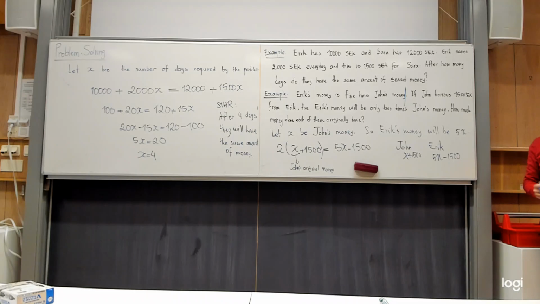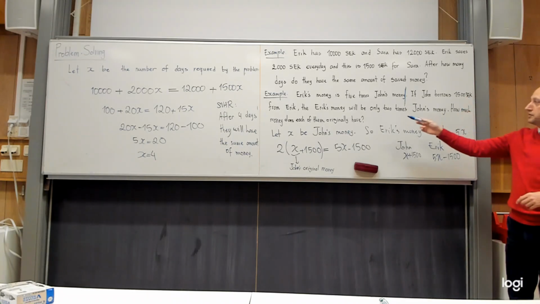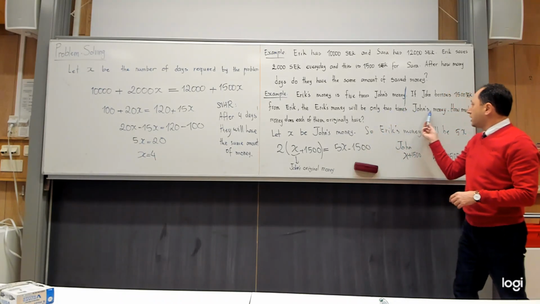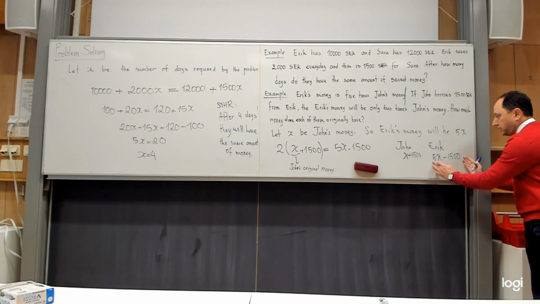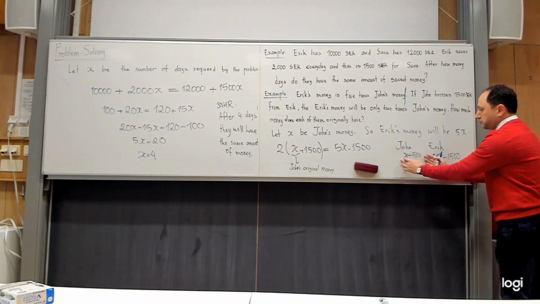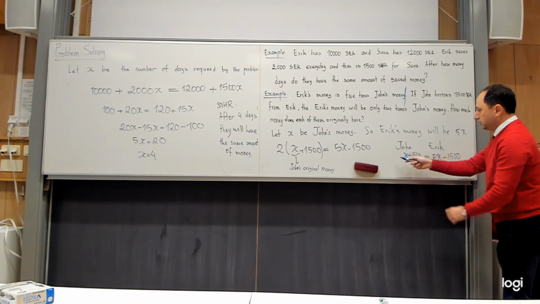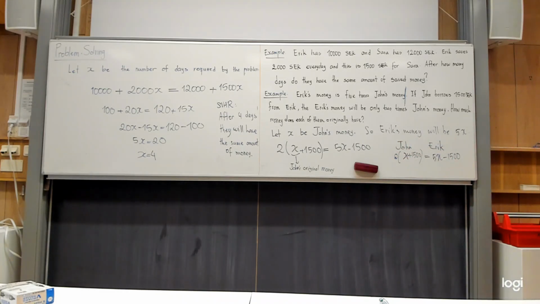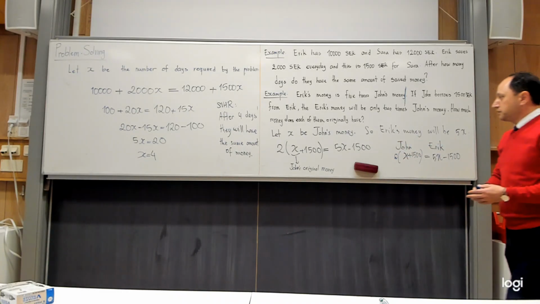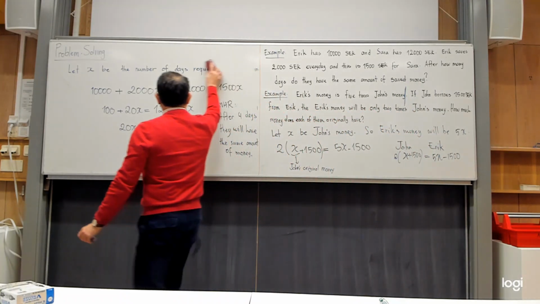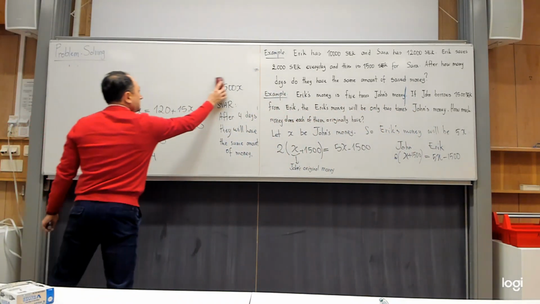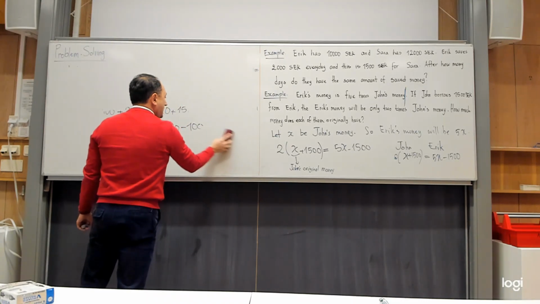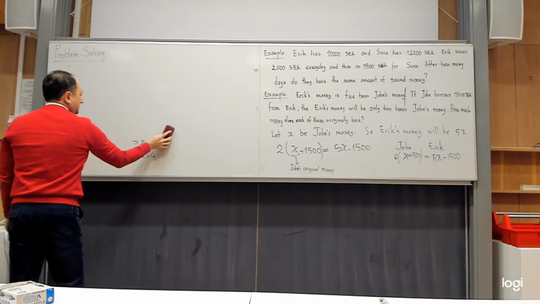Yes? And now read the rest of the problem. Eric's money will be only 2 times John's money. So this becomes equal to 2 times John's money, and that's the equation I have written there. And then the rest of the problem is simply solving this equation and answering the problem. So you see, the hard part in these problems is actually setting up the equation.